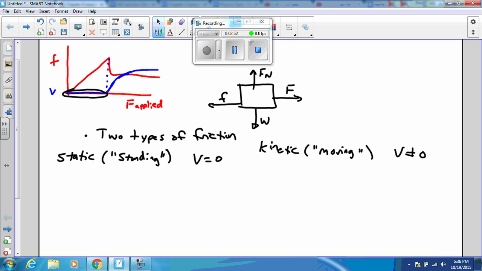And the static friction, I want you to notice, has the ability to increase until it hits a max point. Right there. So we could say that the static type of friction, F sub s, is going to be less than or equal to some maximum value. Whereas it looks as if our kinetic friction is a nice constant value.